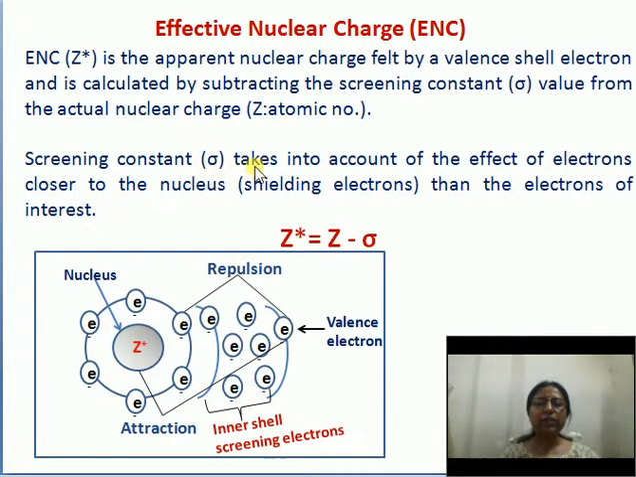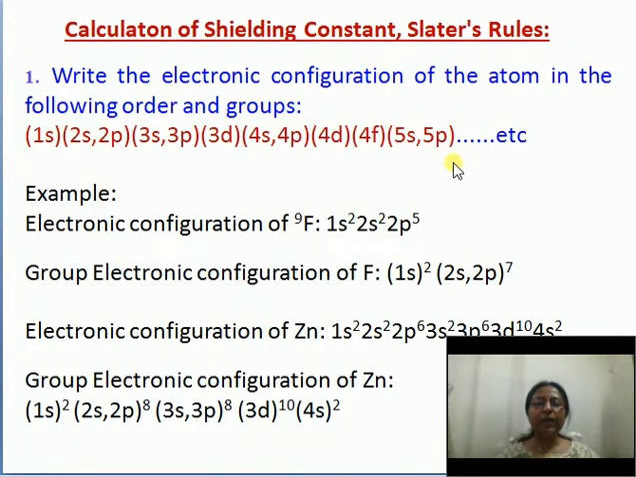Screening constant sigma takes into account the effect of electrons closer to the nucleus. That you can understand very well. As the electrons are close to the nucleus, they will shield the nucleus more effectively than the outer electrons. So we will be calculating sigma, and for that we need Slater's rule.